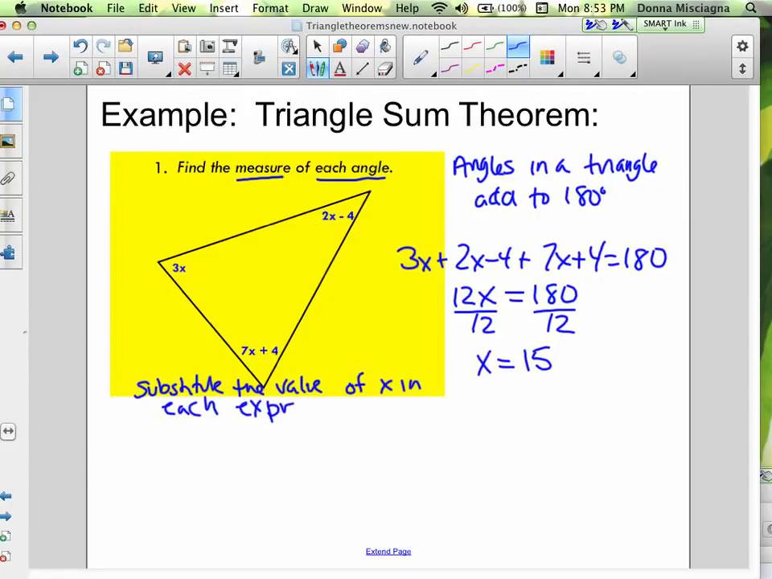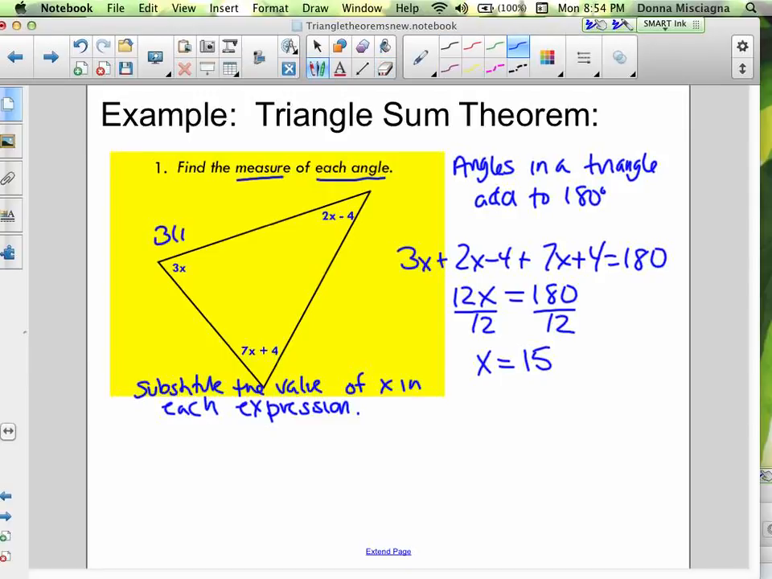And by the way, once you know the measures of the angles, you could always check yourself by adding them up and see if they add to 180. If they don't, then maybe you've made an error when you were solving. So 3 times 15, actually I'll write them next to the angle itself. There's plenty of room, it doesn't take a whole lot.